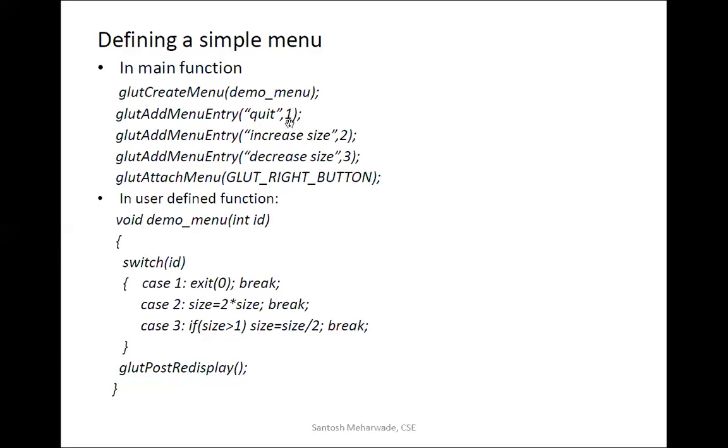This is the first option. This is the identifier for that particular menu entry, that is, for that item entry. Next one, glut means this one is associated with case 1.